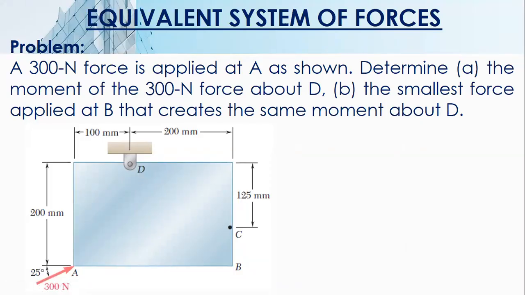Okay. Sample problem. A 300 Newton force is applied at A as shown. Determine the moment of the 300 Newton force about D. Okay. And then letter B, the smallest force applied at B that creates the same moment at D. Now, kining sa letter A, determine the moment of the 300 Newton force at D.